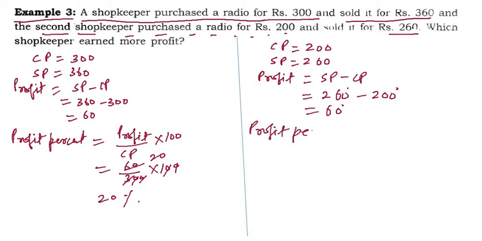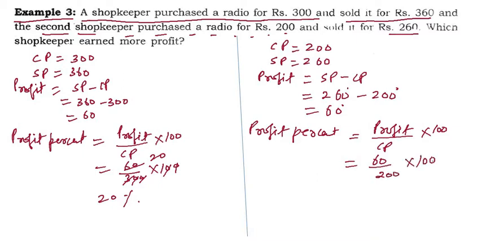Now come to the profit percent. Profit percent is equal to profit upon CP into 100. So profit is 60 and CP is 200, and here is 100. Now 0 cancels with this 0, and 0 cancels with this 0, and 2 ones are 2, 2 threes are 6. So 30%.